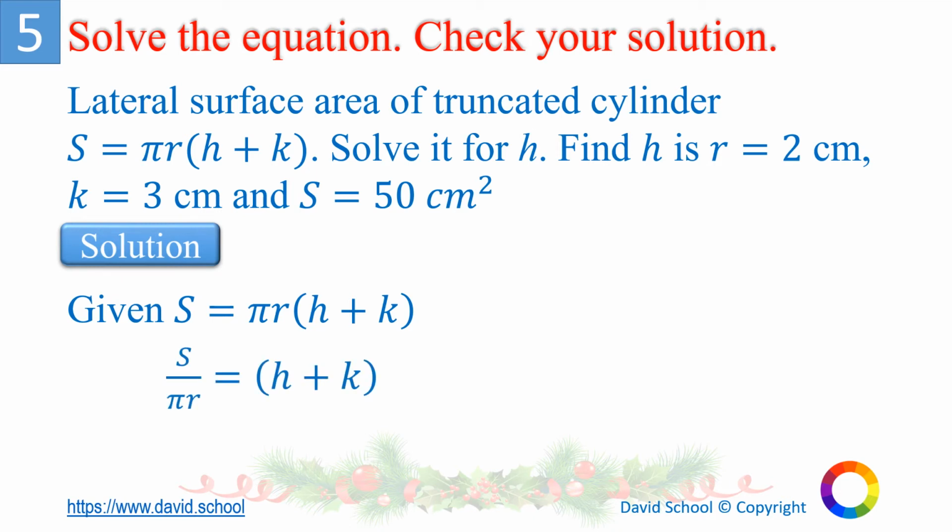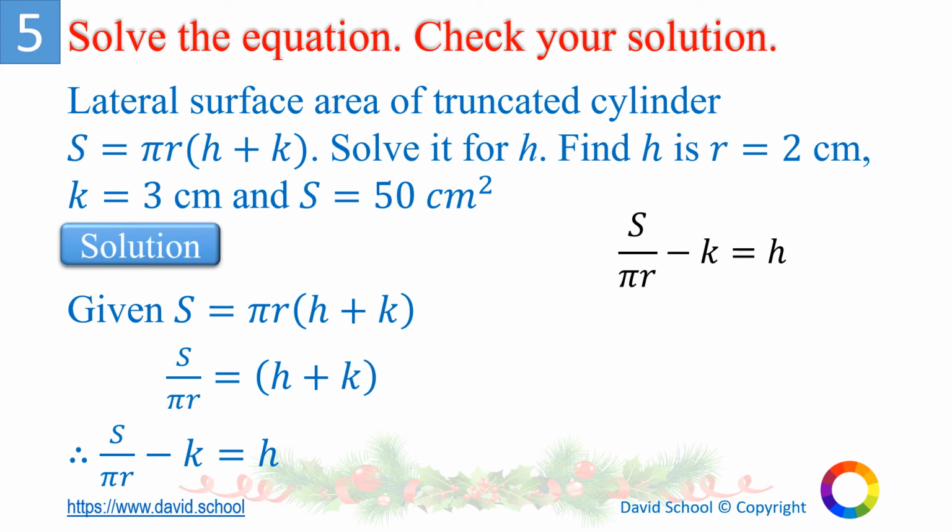Divide both sides by pi r, then we get s by pi r equals h plus k. Finally, we subtract k from both sides. We get s over pi r minus k equals h. Given r equals 2 centimeters and k is 3 centimeters and s is 50 centimeters squared, we will find h value by substituting all these values.